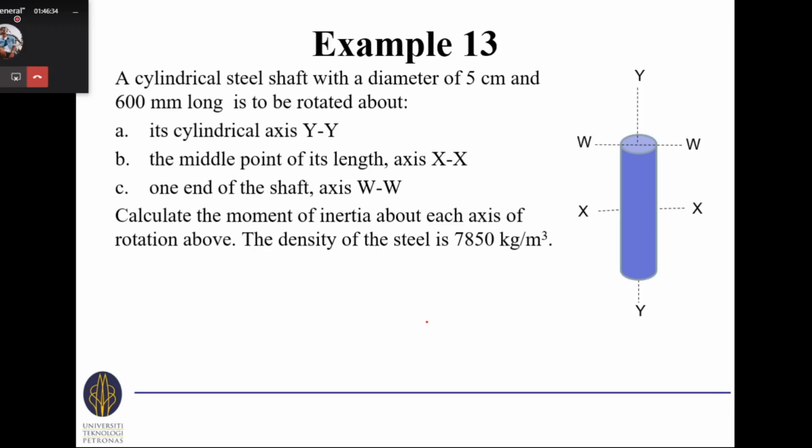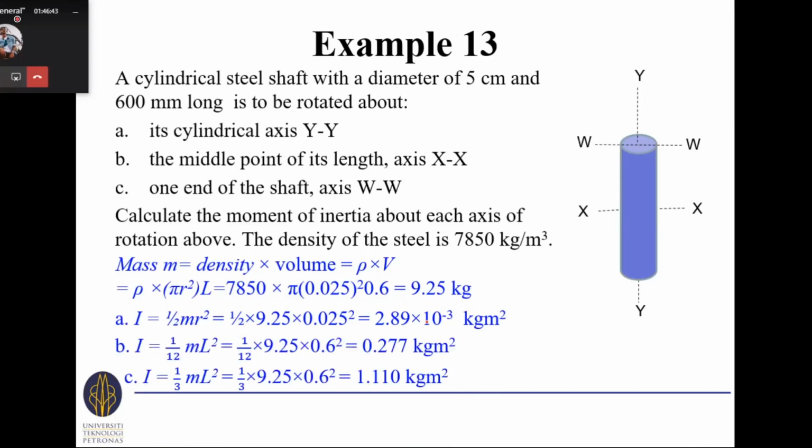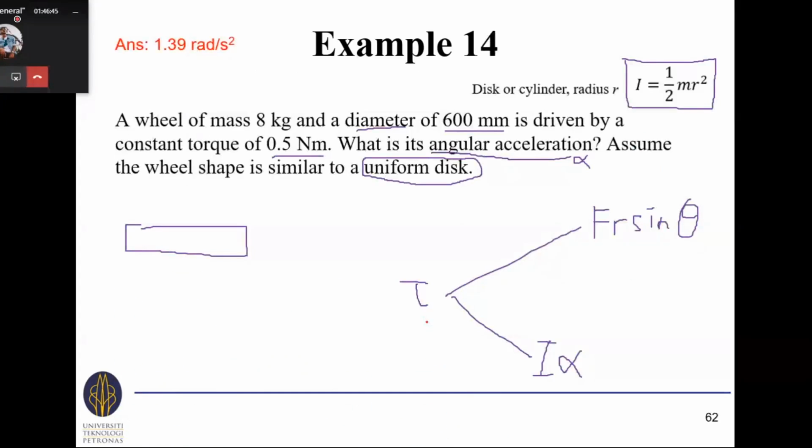So for example, you can try to do example 13 for you to check the rotational motion. The answers are already there as well. But I want to share with you example 14 to show that this is the type of question that can be asked. You see here, a wheel of mass 8 kg and a given diameter is driven by a constant torque of 0.5 Newton meter.